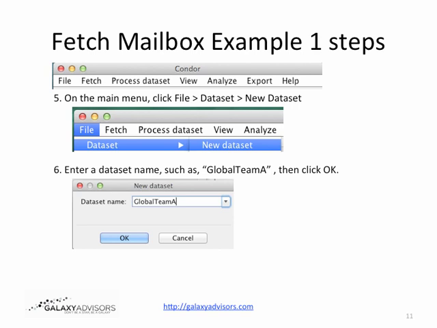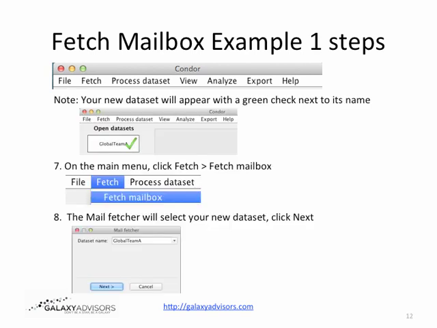So in step 6, enter a dataset name. I put in Global Team A. The important thing is to make the name short. Don't use any special characters or spaces, although the underscore can be used. Then click OK. Note, once you do that, your new dataset will appear with a green check next to it. That green check means it's the active dataset. And then step 7 on the main menu, click Fetch and Fetch Mailbox. Then the mail fetcher will select your new data set.